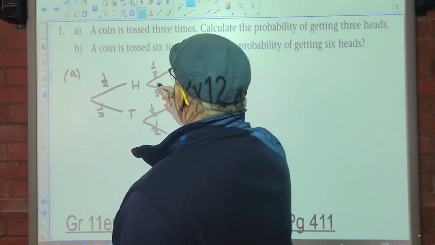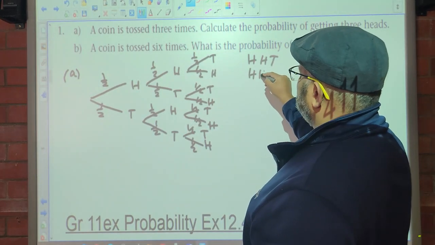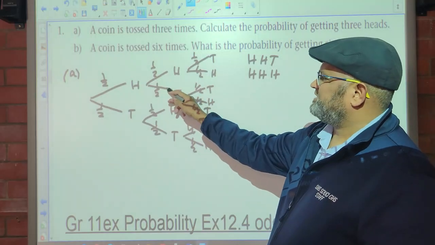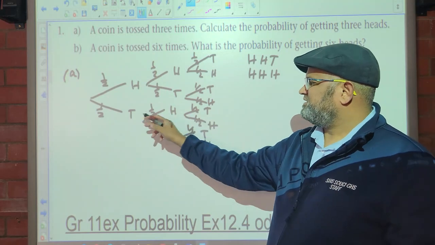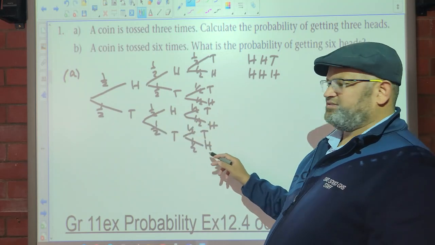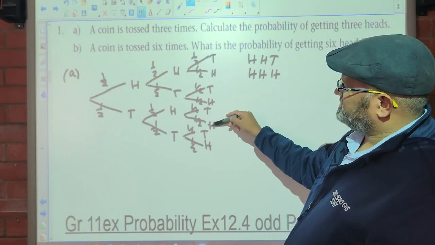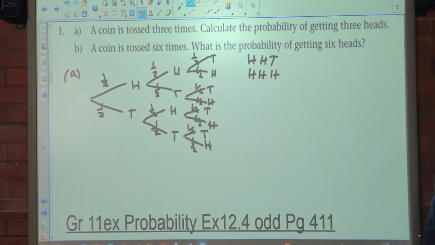Okay, so what are the outcomes? Heads, heads, tails. It is heads, heads, heads. It is heads, tails, tails. Heads, tails, heads. Then it can be tails, heads, tails. Tails, heads, heads. Tails, tails, tails. Tails, tails, heads. How many outcomes are there? 1, 2, 3, 4, 5, 6, 7, 8 outcomes. Yes, 8 different ways the coin can be tossed.